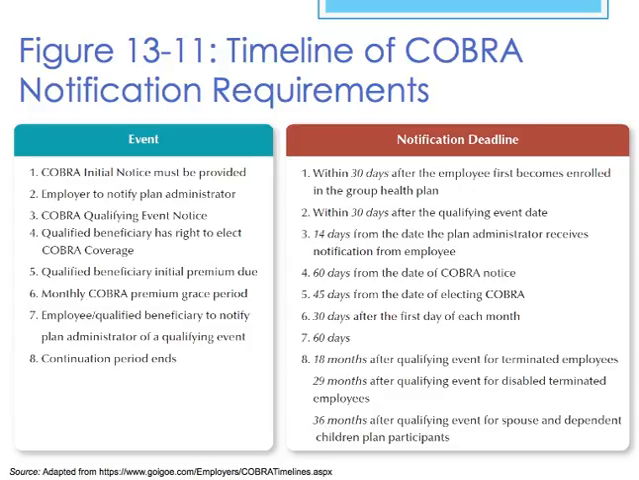Now, you have 3 monthly periods tied to continuation period. 18 months after a qualifying event for an employee that is terminated is when the continuation period ends. 29 months after the qualifying event for a disabled terminated employee, and then 36 months after a qualifying event for a spouse and dependent child or children who are participating in that plan. But you see the different events, and then, of course, the notification deadlines tied to those events.